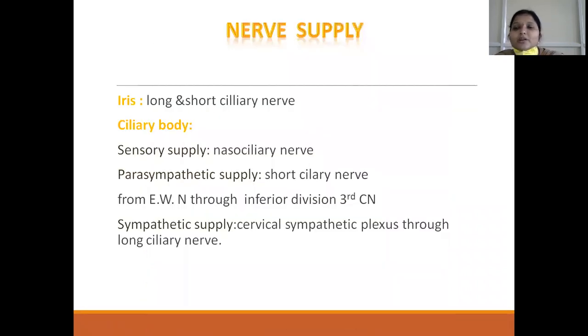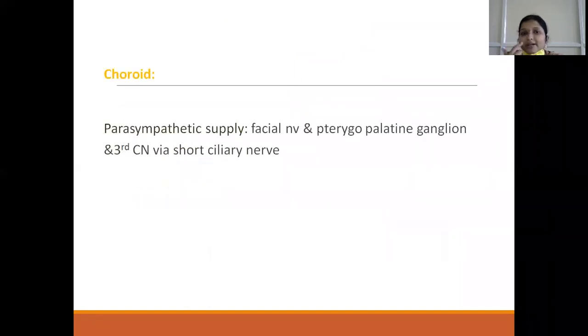Coming to the nerve supply. So iris is supplied by long and short ciliary nerve. The sphincter pupillae and dilator pupillae nerve supply I have already mentioned. Coming to the ciliary body, the sensory supply is derived from the nasociliary nerve. Parasympathetic is by short ciliary nerve, which is a branch of third cranial nerve. And the sympathetic supply is from cervical sympathetic plexus through the long ciliary nerve. Coming to choroid, the parasympathetic supply is via the facial nerve and pterygopalatine ganglion, as well as the third cranial nerve via the short ciliary nerve.